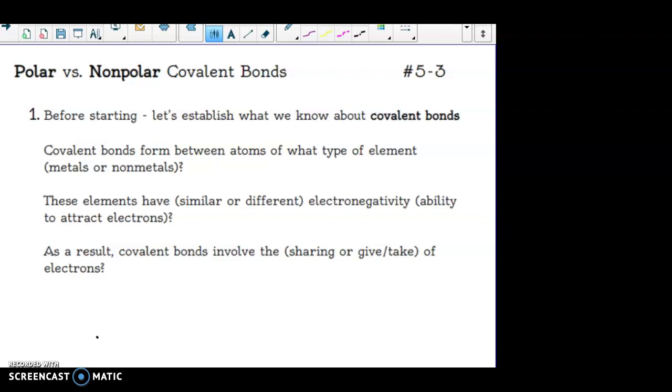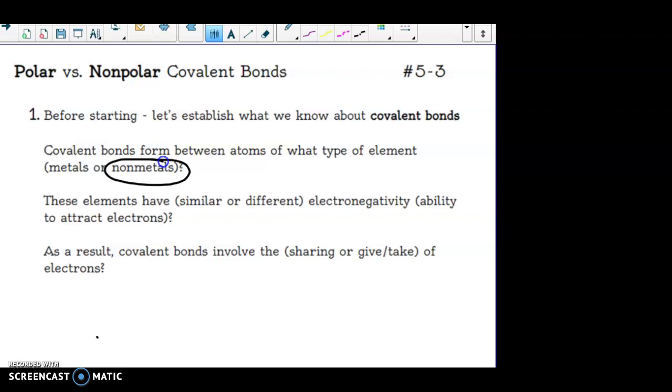So first thing, covalent bonds form between atoms of what type of element? Everything that you are working with today is going to be with nonmetals exclusively, looking at the right side of the periodic table. As a result, these elements have either similar or different electronegativity. We have a definition for electronegativity here. It's the ability for an atom that is part of a covalent bond to attract electrons towards itself.